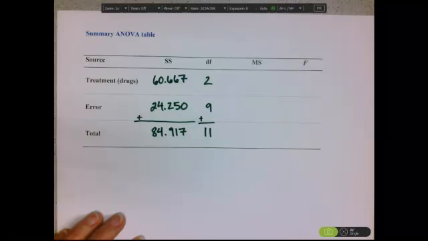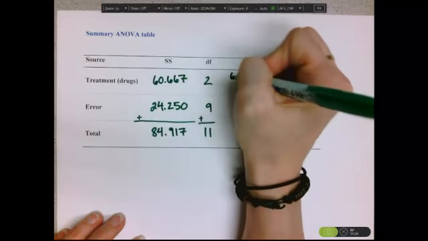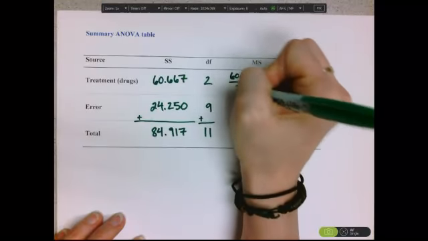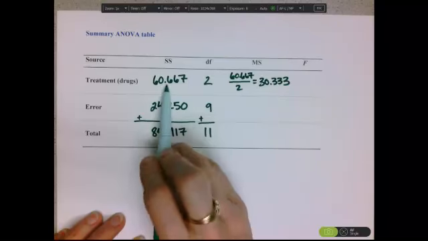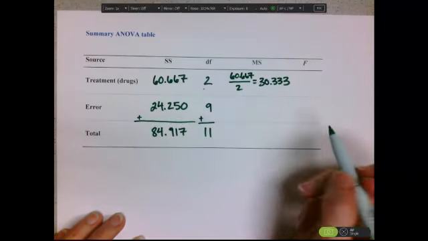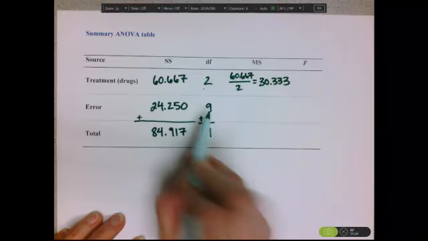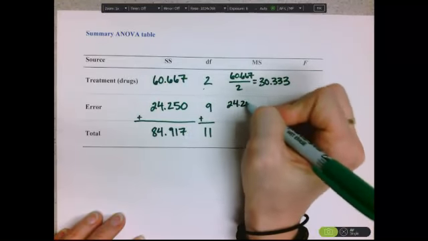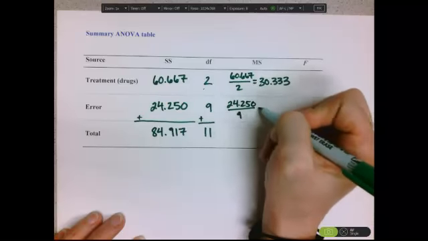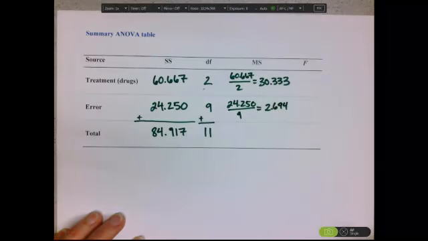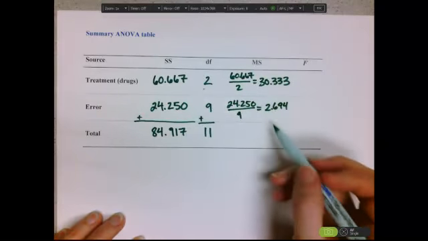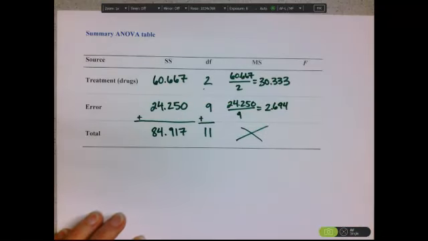When we calculate our mean square, the mean square treatment effect is 60.667 divided by 2, which is equal to 30.333. So it's just this value divided by that value. Our mean square error is going to be this value divided by that value. So it's 24.250, or sum of squares error, divided by our degrees of freedom error, which is 2.694. These don't sum up to anything. This is nothing that makes any sense. So the total mean square we don't calculate because it's meaningless.